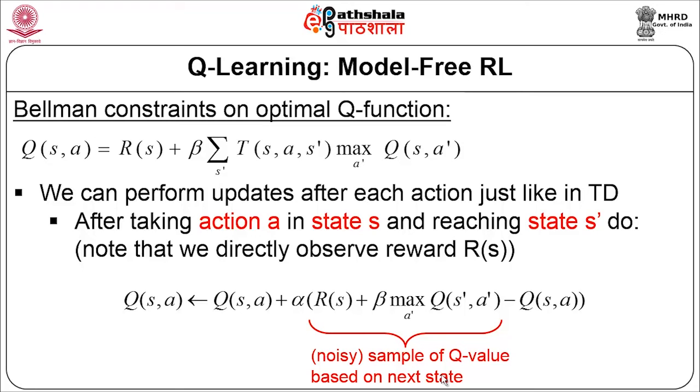So, what we do is Q of S comma A is nothing but Q of S comma A plus alpha into R, where R is the observed reward, plus beta, choosing an A dash which maximizes Q of S dash, the destination, minus the Q of the previous state. So, it is a sample of the Q value based on the next state. Okay, that is why it is noisy. So, the value of Q depends on the Q value of the next state.